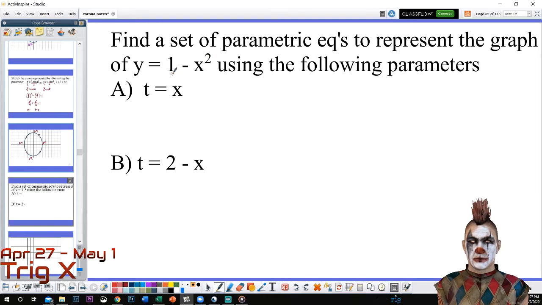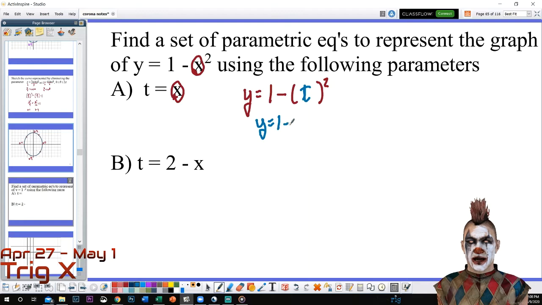So right here, I've got t equals x. So every time I see an x right there, I can just substitute t. So I've got y equals 1 minus x squared. But instead of x here, this tells me that x is the same as t. So I'm going to put t. And wow, look at that. That one was rather easy. 1 minus t squared is the equation. That's all.